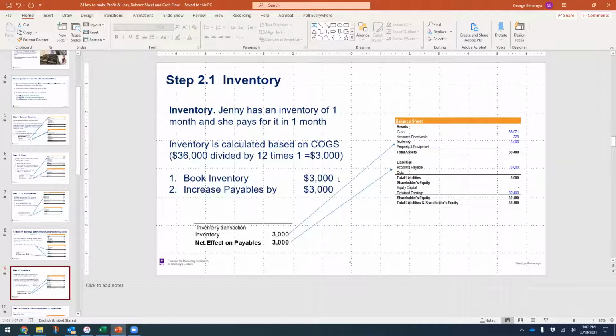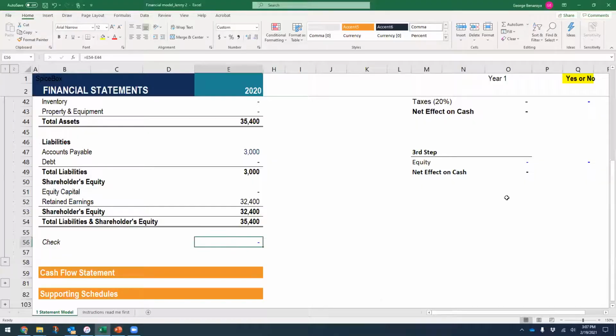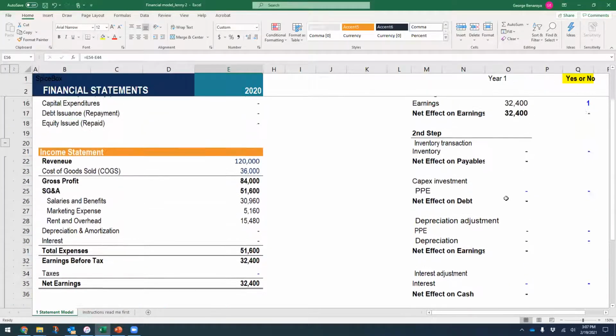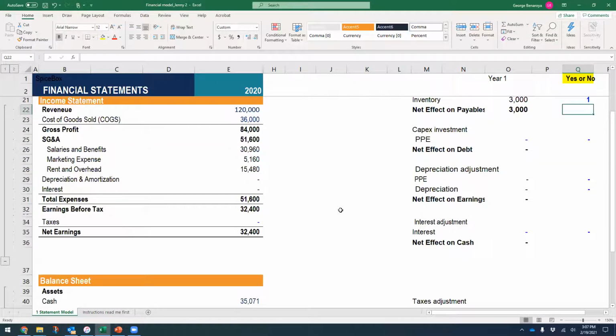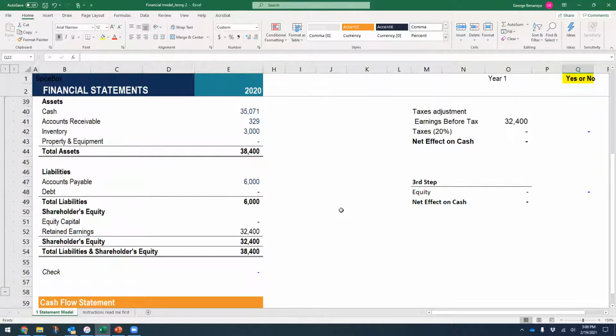And because she pays in a month, we're going to increase the payables by the same amount. In Excel, we will go to step 2. We will put a 1 on inventory, and this will automatically calculate the payables. So now the balance sheet again ties. We have the inventory here and the increase on accounts payable there.